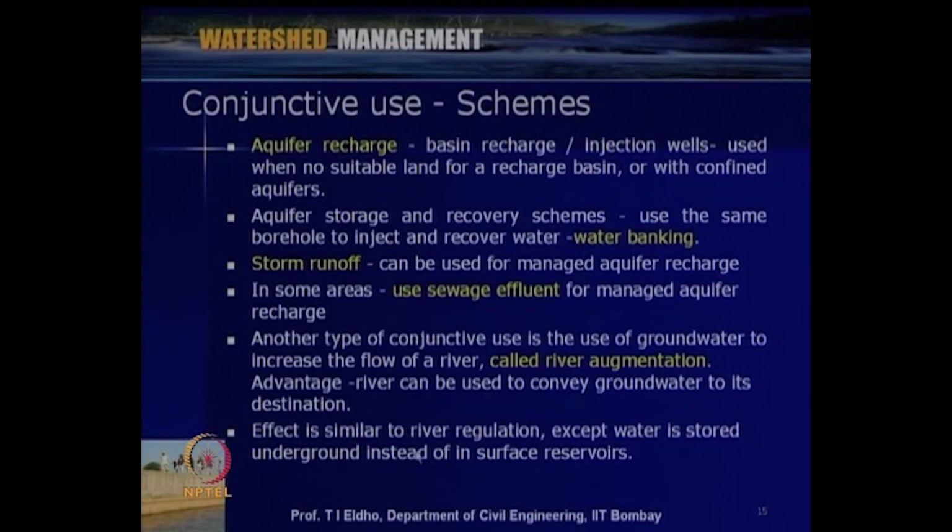Then the effect is similar to river regulation, except that water is stored underground instead of in a surface reservoir. Surface reservoir water we utilize directly, either through a canal system or a pipe system. But in river augmentation, directly through gravity the water will be coming back to the river from the upstream sides, from the aquifer system to the downstream of the river system. So, these are some of the schemes as far as conjunctive use plans are concerned.